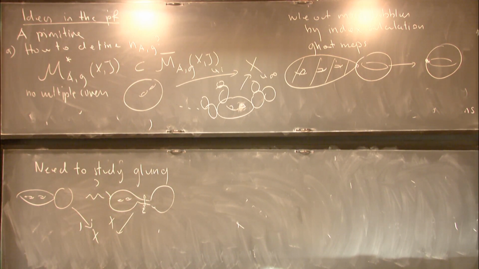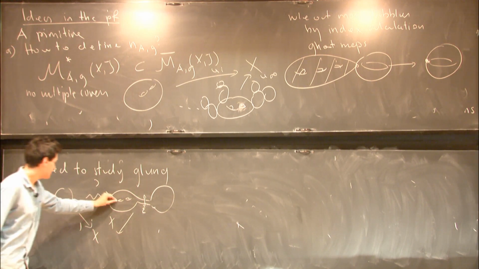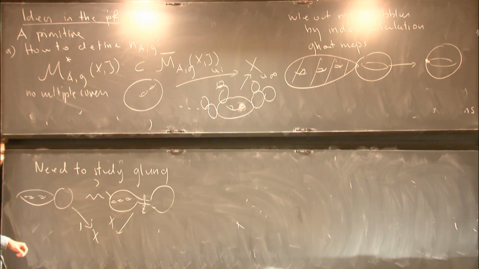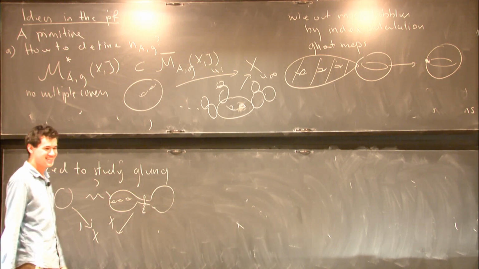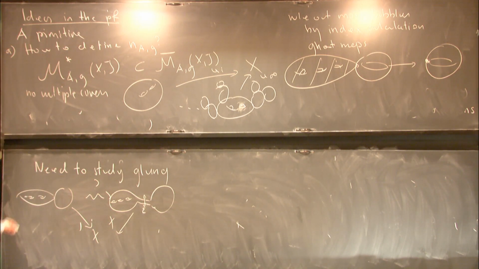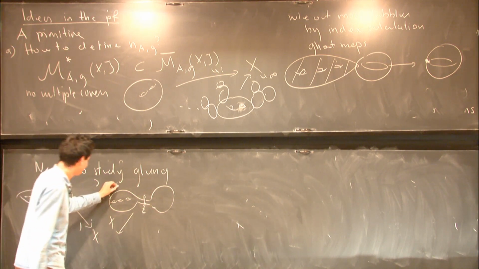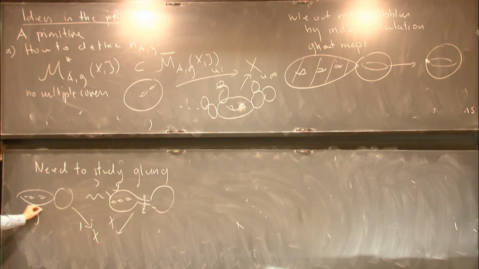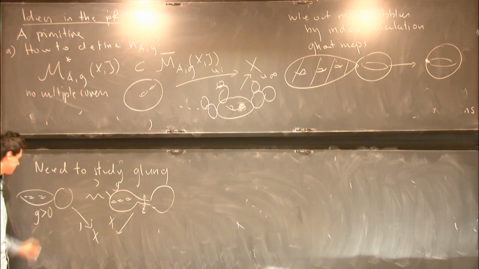Did you erase a genus? My vision's not very good. Yes, this is a cartoon. Genus is g, greater than 0.